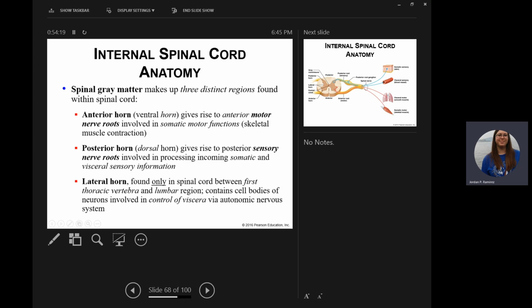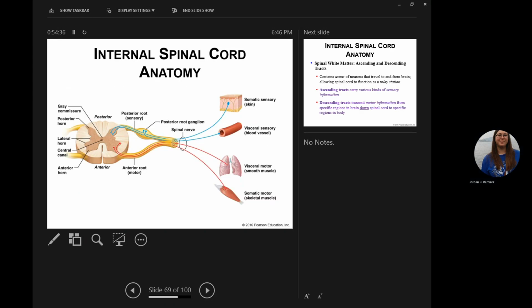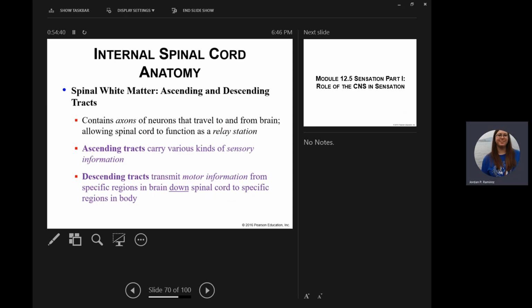The lateral horn is found only in the spinal cord between the first thoracic vertebra and the lumbar region. It contains cell bodies of neurons involved in the control of viscera via the autonomic nervous system. Autonomic, you're thinking fight or flight, those automatic functions. Okay, this is our overview here.